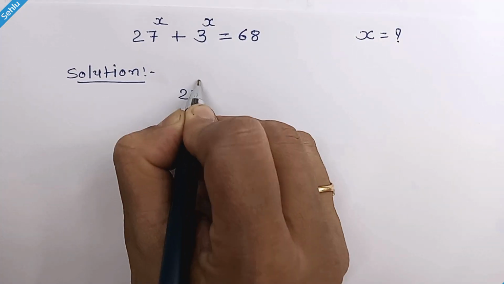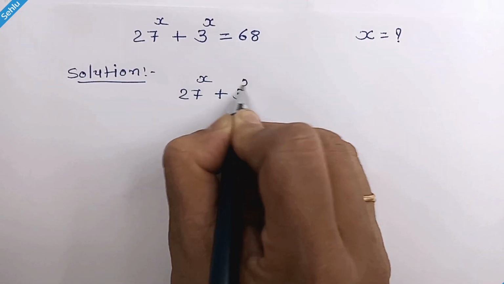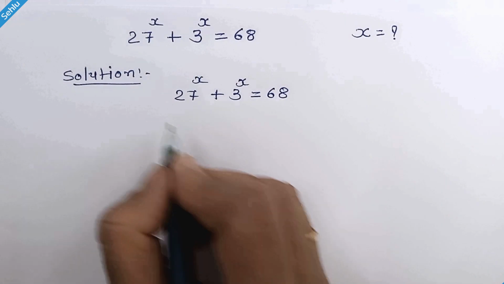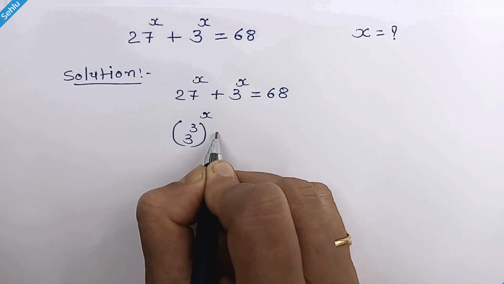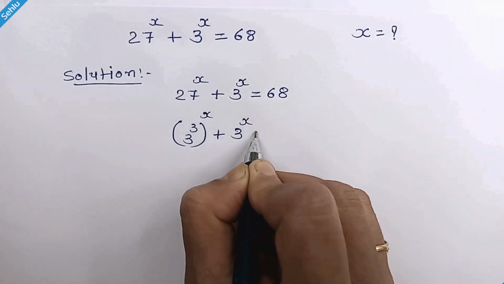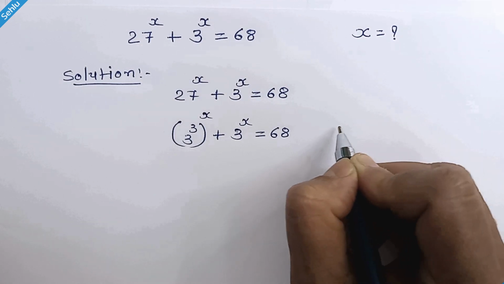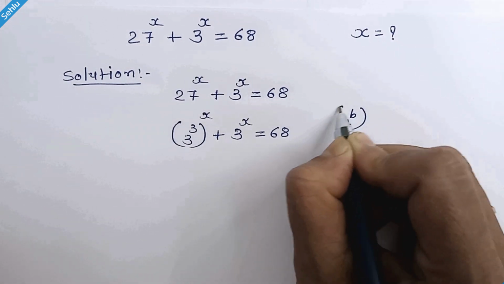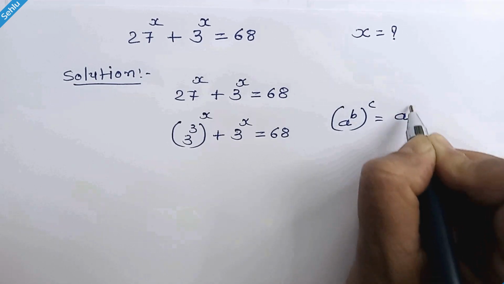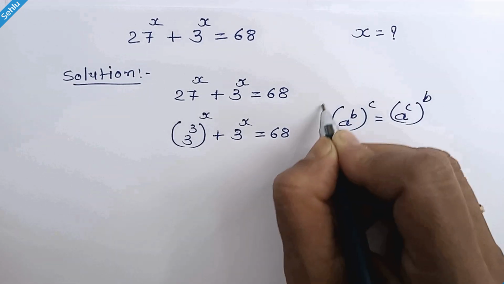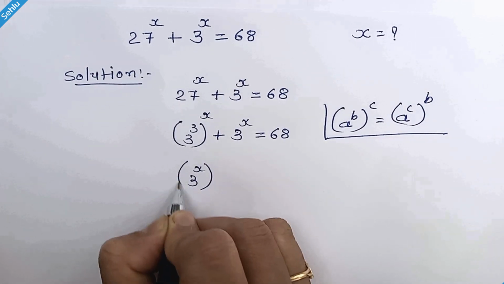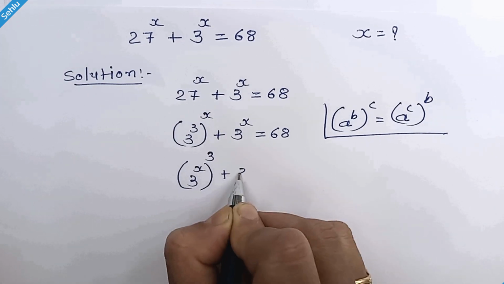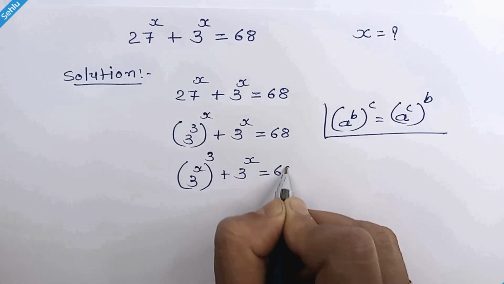Now question number 2. So our question is 27 raised to x plus 3 raised to x is equal to 68. 27 is 3 cube. Now when we have a raised to b whole raised to c, then it can be a raised to c whole raised to b. So this part can be written as 3 raised to x whole cube plus 3 raised to x is equal to 68.